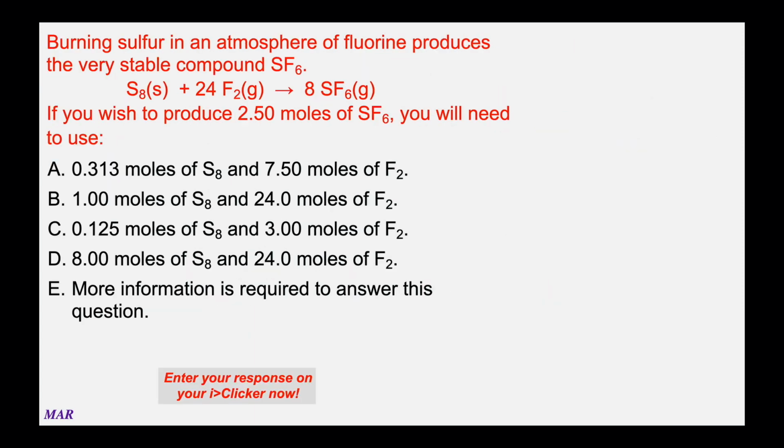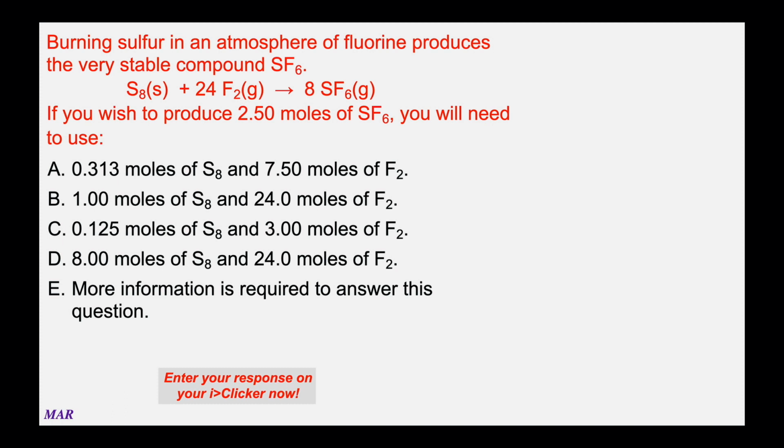Cool. Burning sulfur in an atmosphere of fluorine produces the very stable compound SF6. SF6 is actually one of the worst, apparently, things for greenhouse gases, I guess. So SF6 is actually a controlled substance now, which is interesting, sulfur hexafluoride. Anyway, we wish to produce 2.50 moles of SF6.